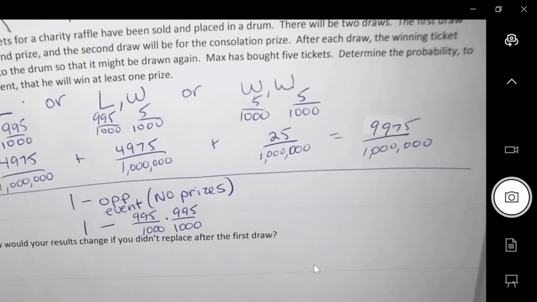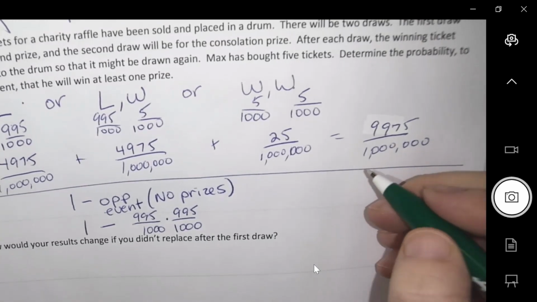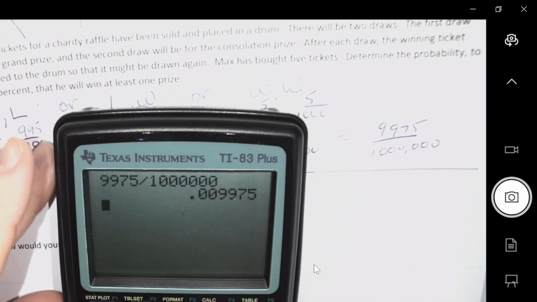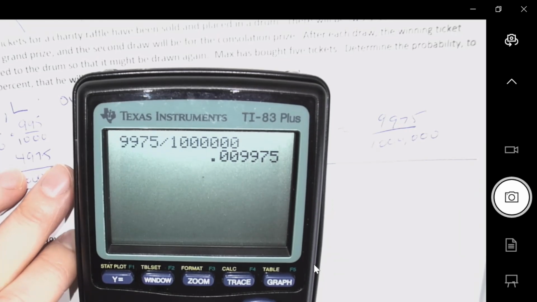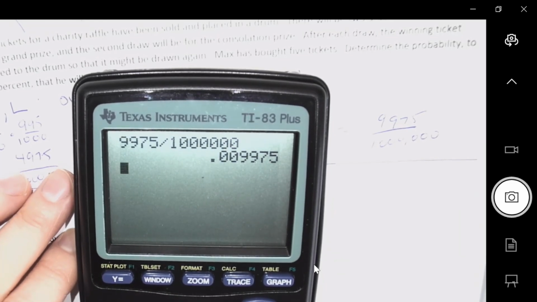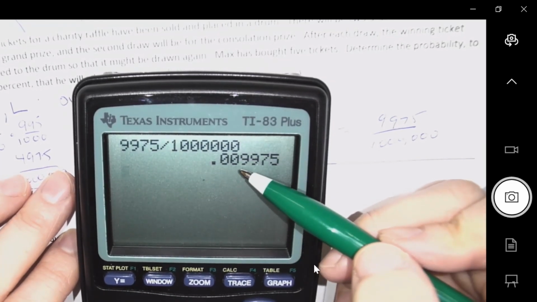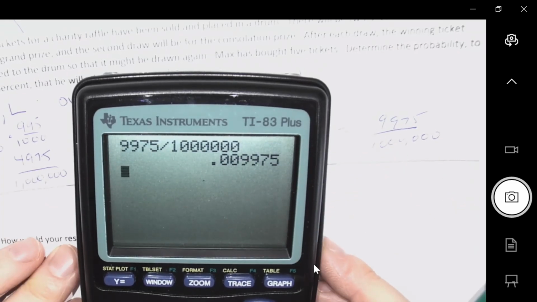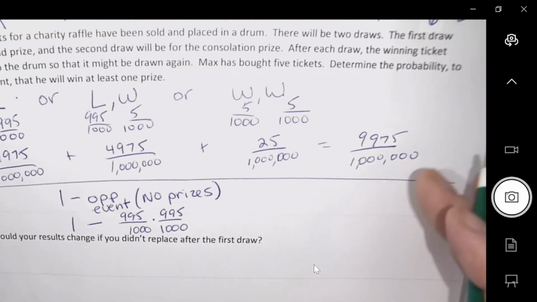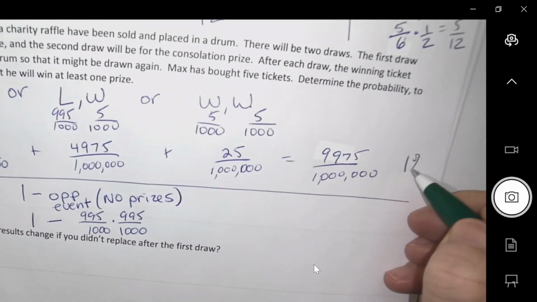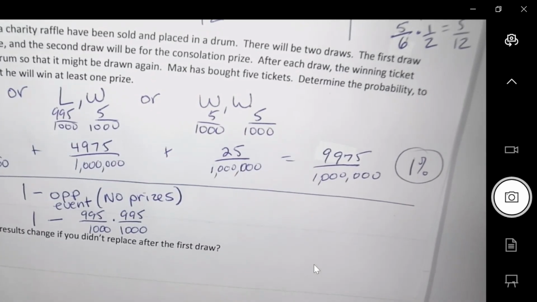Okay, so it does say to express it to the nearest 1/10 of a percent. So as a decimal, just 1.00%, I guess. Yeah, just 1%. It's a 1% chance that you're going to get at least one prize. And that's what raffles are all about. A 1% chance that you're going to get a prize.